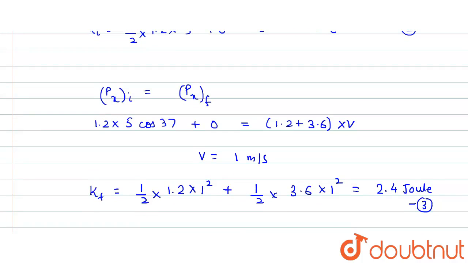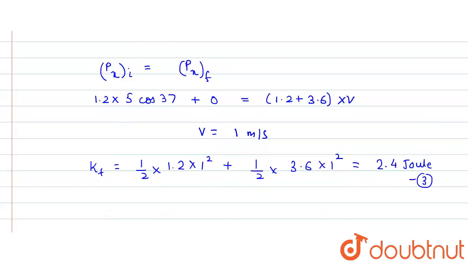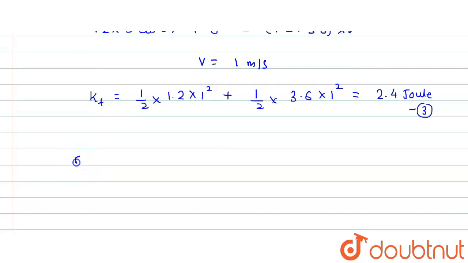So if you put values from 3 and 2 into 1, we get the value of the heat. Heat is basically the difference of the two quantities. We denote heat as Q. This would be 15, the initial kinetic energy, minus 2.4, the final kinetic energy. So this result turns out to be 12.6 joule. So 12.6 joule of heat energy would be released from the collision. Hope you understood this solution.